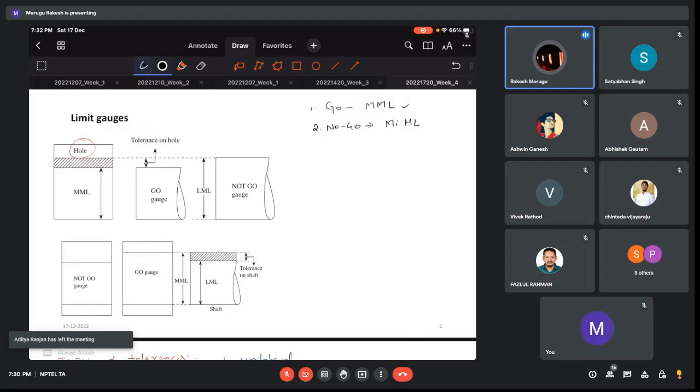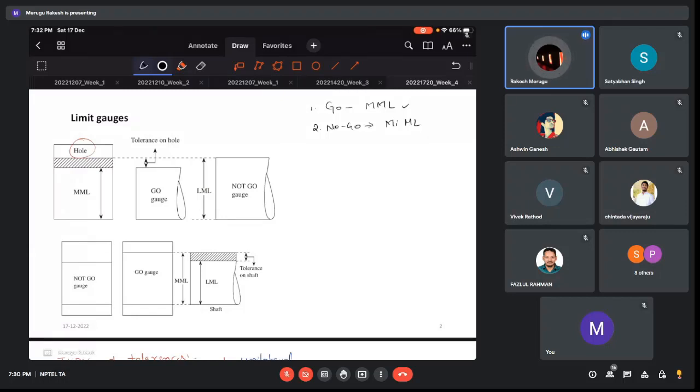But if the products are low-cost and they are produced in mass production, then you have to go for these limit gauges so that the inspection cost will come down. So these are the two rules. I will discuss the rules one by one.